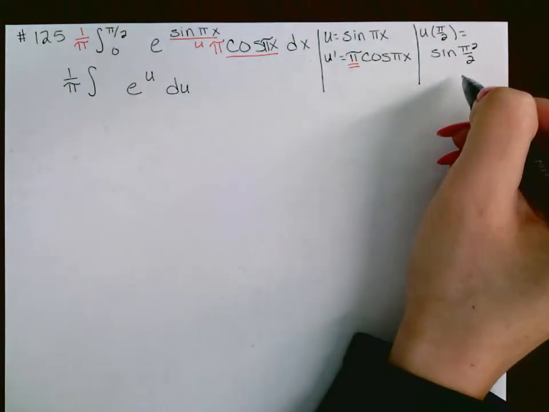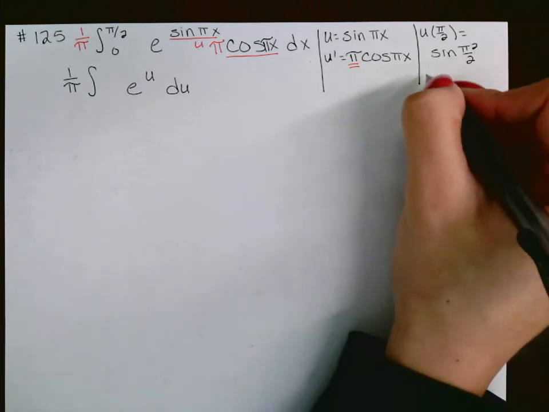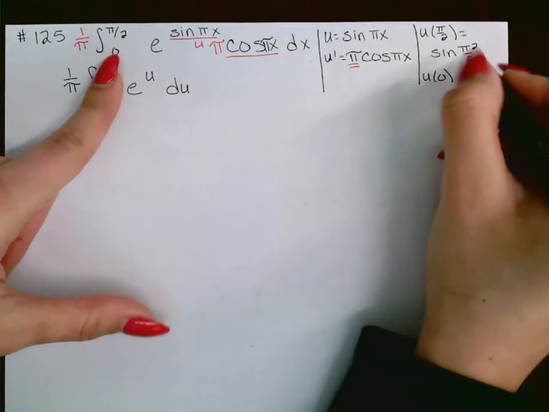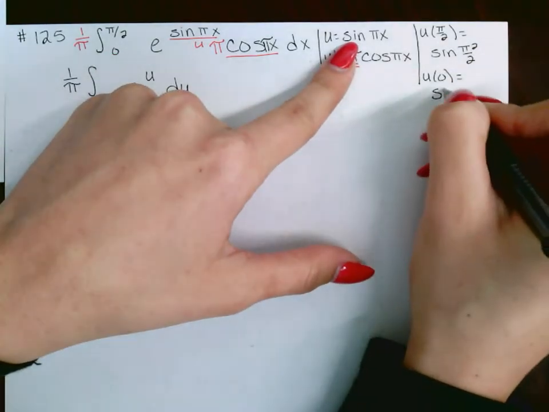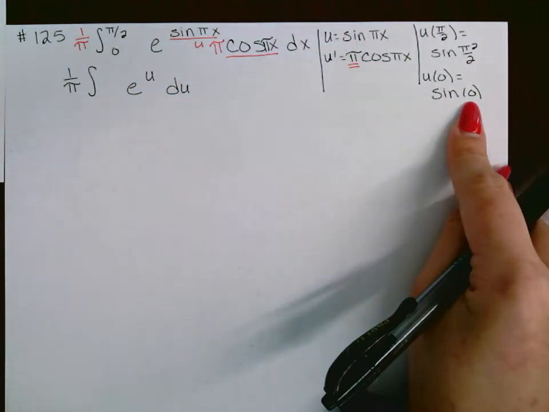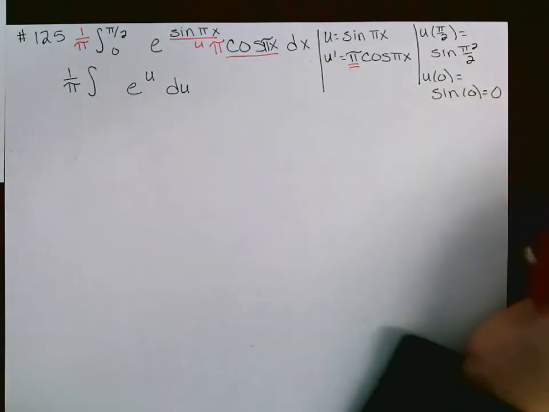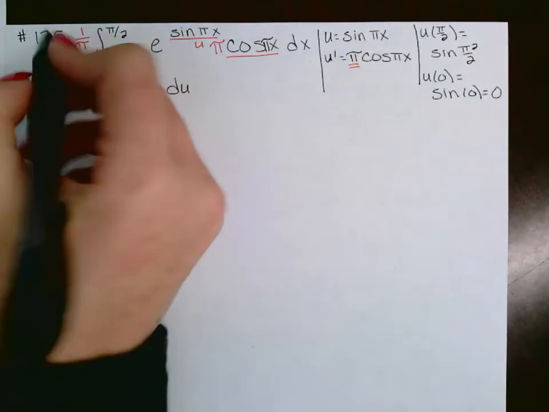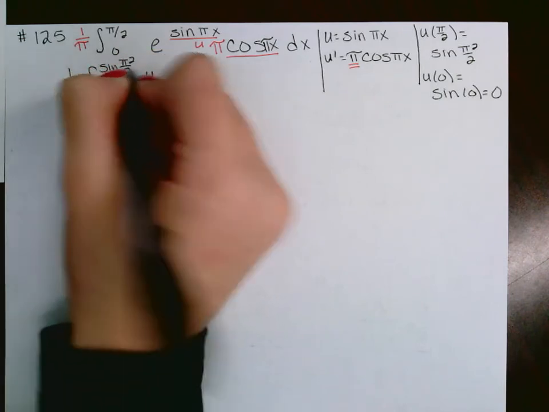Don't be afraid to leave it like that. I know it looks ugly. That just means we're going to be allowed to leave our answer ugly, okay? Now do the same thing for the lower limit, okay? If I plug in 0, then I'm plugging 0 into here. Sine of pi times 0 is just 0. Remember, on our unit circle, sine of 0 is 0. Okay? So my lower limit is easy. It is 0. But my top limit is ugly. It's sine of pi squared over 2.